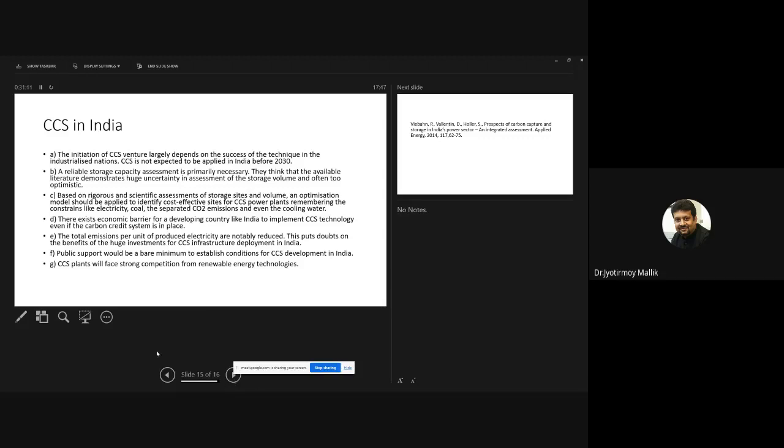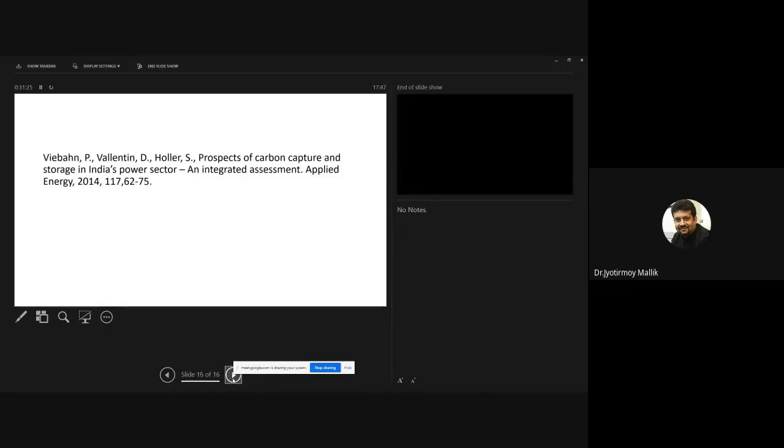What I want to recommend is a paper, which is on my next slide. You can search for this paper by Vivan et al., Prospects of carbon capture and storage in India's power sector and integrated assessment, published in Applied Energy in 2014, and also the paper that Tandon sir and I wrote, which I sent to you. That also provides a very good account of carbon capture and storage scenarios in India.